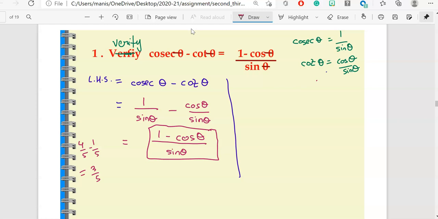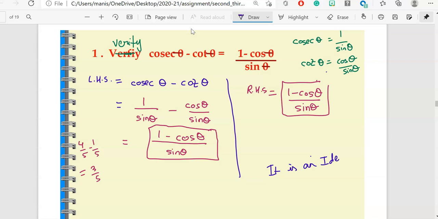That's it. Now my right hand side says 1 minus cosine theta over sine theta. When I compared my right hand side and left hand side, I came to know that both of these are same. So I can write over here, it is an identity.